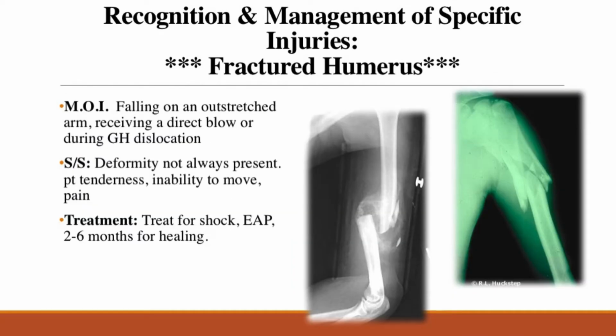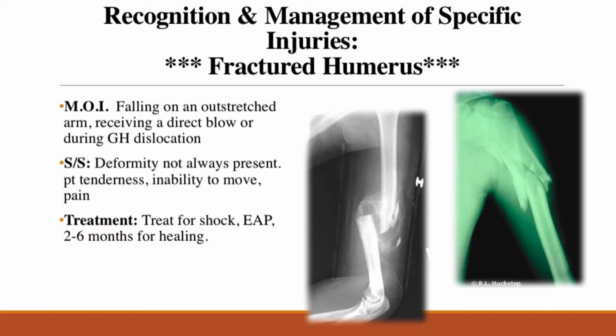The fractured humerus has the potential of being limb-threatening because of the brachial plexus and artery in close proximity to the bone. There are numerous ways the student athlete can sustain a humerus fracture, including falling on the arm, receiving a direct blow, or during a glenoid-humeral dislocation. Deformity may or may not be present, but point tenderness, pain, and the inability to move will be. Note the x-rays of humerus fractures on the slide.